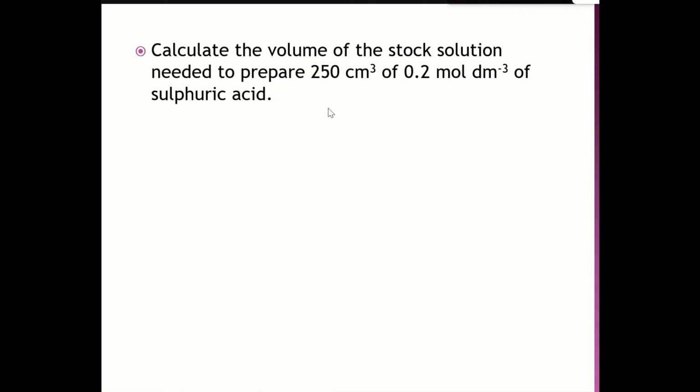So the stock solution, the higher concentration of sulfuric acid, needs to be diluted with water so that it changes to 0.2 molar sulfuric acid. So students don't have a problem coming up with this calculation: M1V1 equals M2V2. So in general, no problem. They are able to substitute and then find out the answer. But for this question, sometimes they will write it as cm^-2.